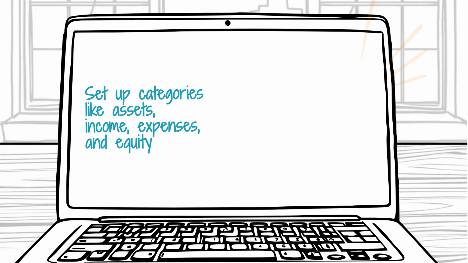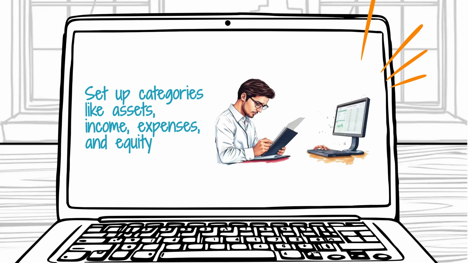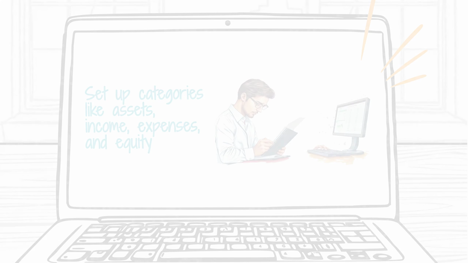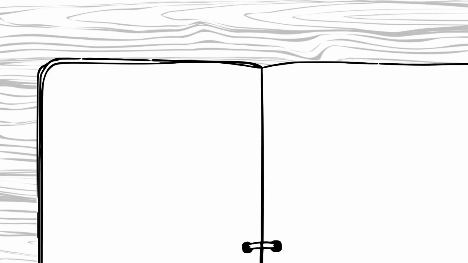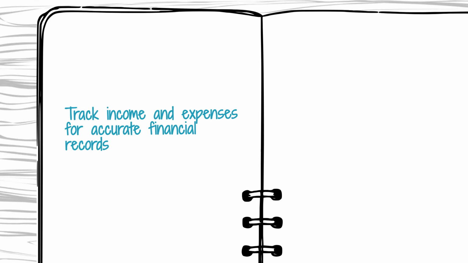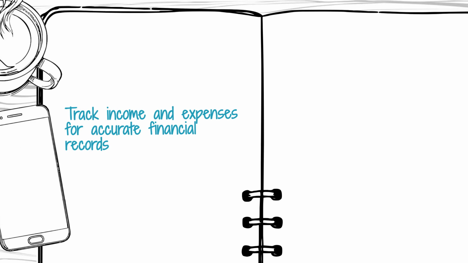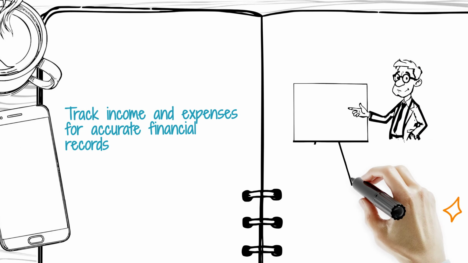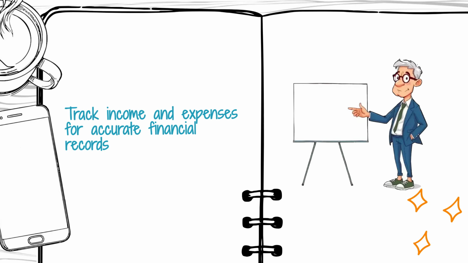Next, establish a reliable method for tracking income and expenses. In a manual system, create distinct journals for sales, purchases, and cash transactions. You'll record entries in a methodical manner, summing up totals for accuracy. In a computerized system, input transactions into the software, which will automatically generate the necessary records and balances.